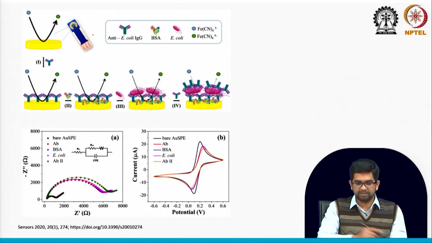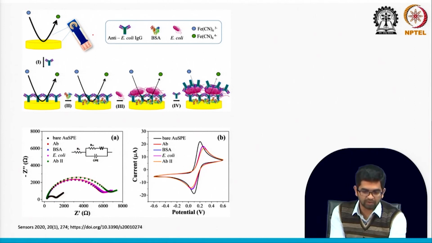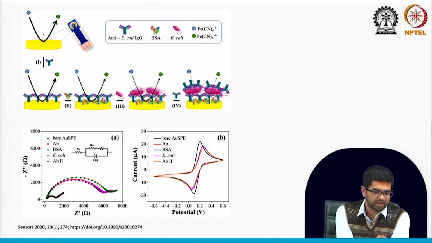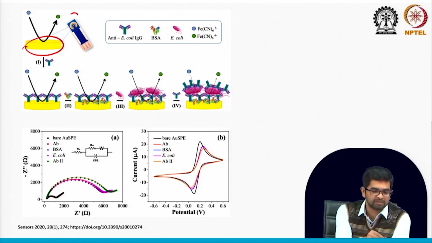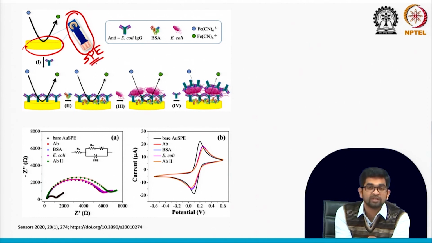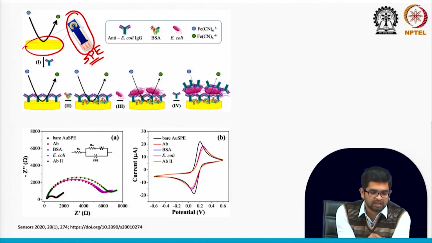Let's come to another example. In this example you can see how we can use impedance spectroscopy. This is a very real example. Suppose you have one surface. I already showed you in the very first class that we can use a screen printed electrode. This is a screen printed electrode. Now let's use it for the impedance spectroscopy measurement. So this is the Fe2+ to Fe3+ conversion. At the very beginning, the electron transfer rate will be very fast, right? Then we immobilize.